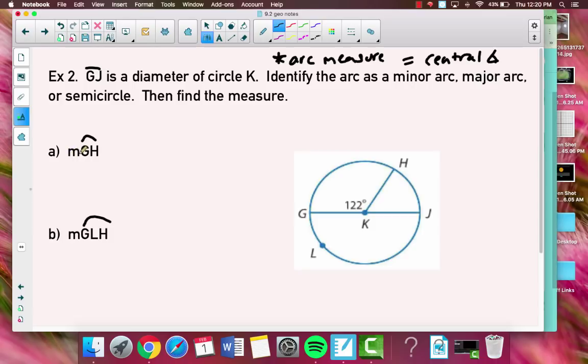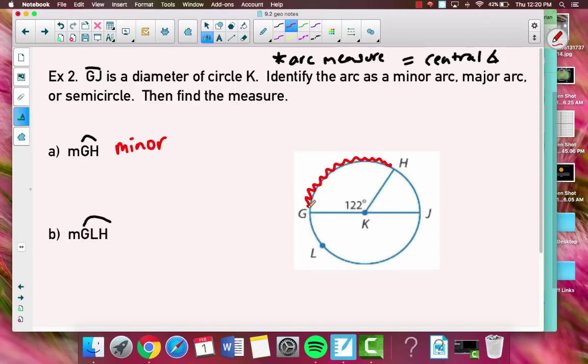So in part A, it says find the measure of arc GH. I would always make sure you know which arc you're working with by marking it on your picture, highlighting it, whatever you need. So arc GH, in this case, remember we have to look at our 3 options: minor, major, or semicircle. Well, this arc is less than half of the circle, so this is going to be a minor arc. So we just have to write minor.